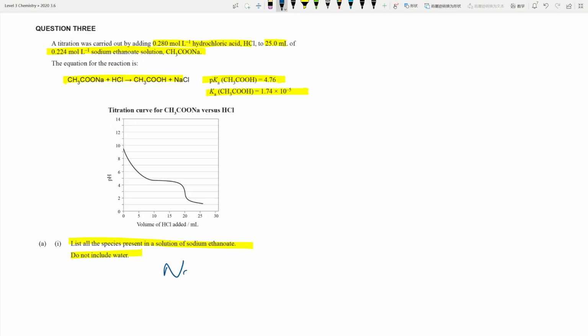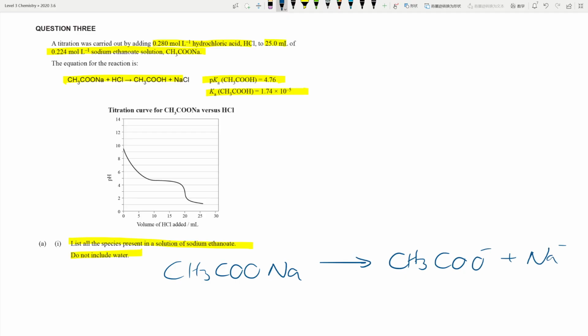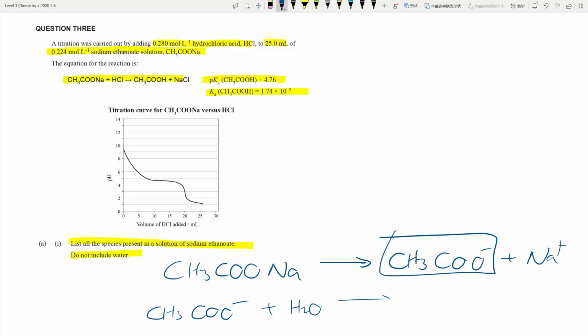So Na, this is just CH3COO-Na. So remember, this is what we're wanting to do, to separate that into the ions, and then hopefully understand that this partially dissociates into the conjugate acid, which is this. Okay, so what are the species?